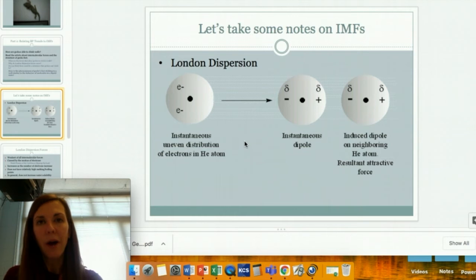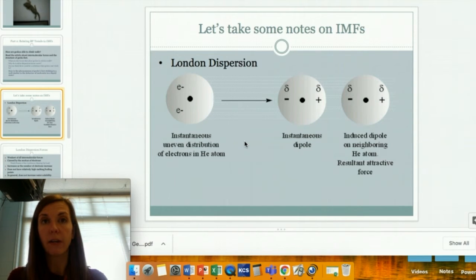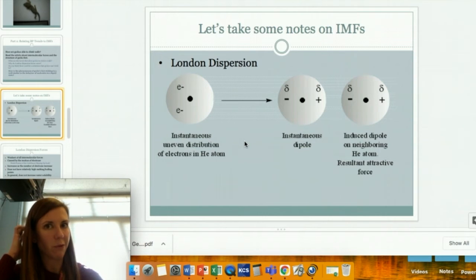All right, now, after you've read that article, we're going to spend some time just taking some notes on intermolecular forces. This is on handout 2.7b, C. You can see the notes. It's a table of notes.